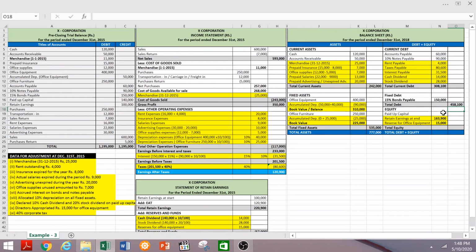The next part is the equity part. As we already have calculated the amount of retained earning, closing balance, and the amount of reserve for office equipment, we just have to copy the amount of paid up capital. Paid up capital is a part of equity. It is an owner equity. So now I am just adding the equity part, and finally we can add the amount of total debt plus equity. In this way we can see our total assets becomes equal to total debt plus equity. So hopefully this complete 3 financial statements are clear to all of you. Thank you.